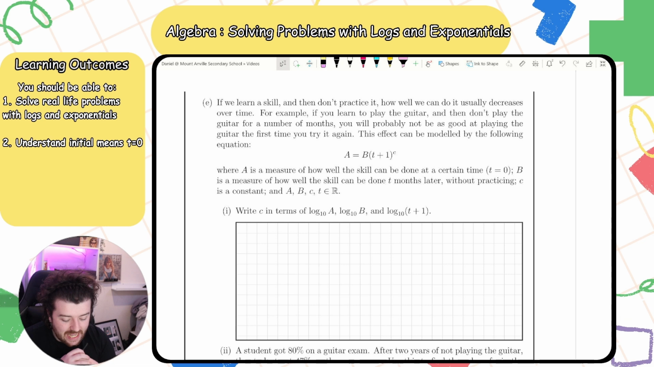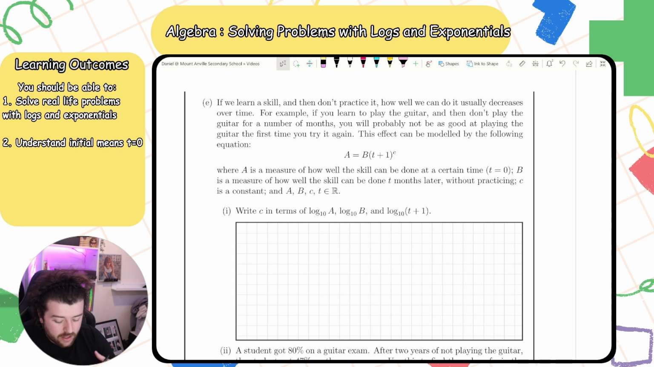So if we learn a skill and don't practice it, how well we can usually do it decreases over time. Like mathematics, girls. Take the hint. So for example, if you learn to play the guitar and then don't play the guitar for a number of months, you will probably not be as good playing the guitar as the first time you tried it. That makes sense, doesn't it?